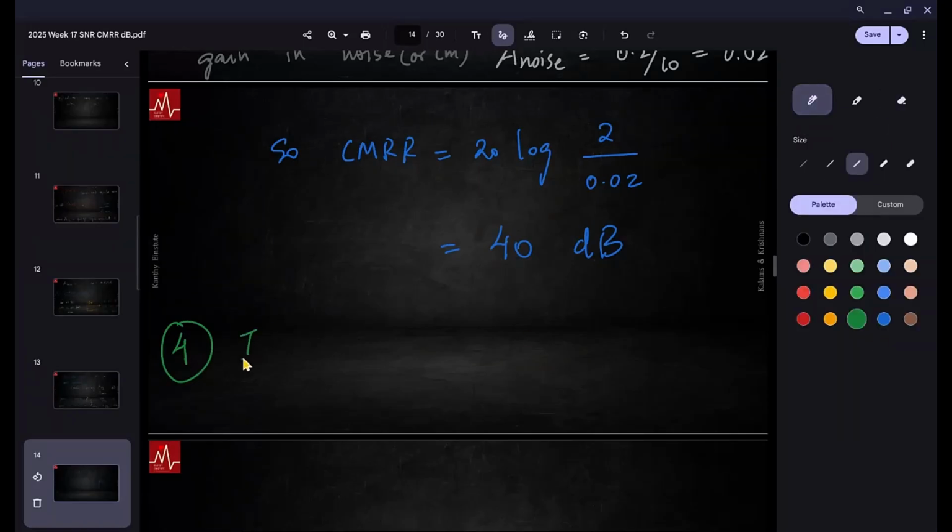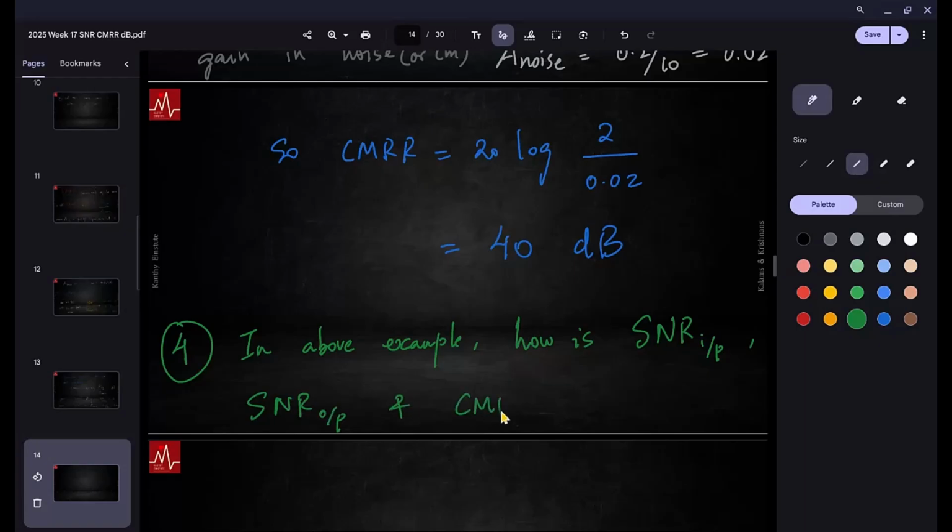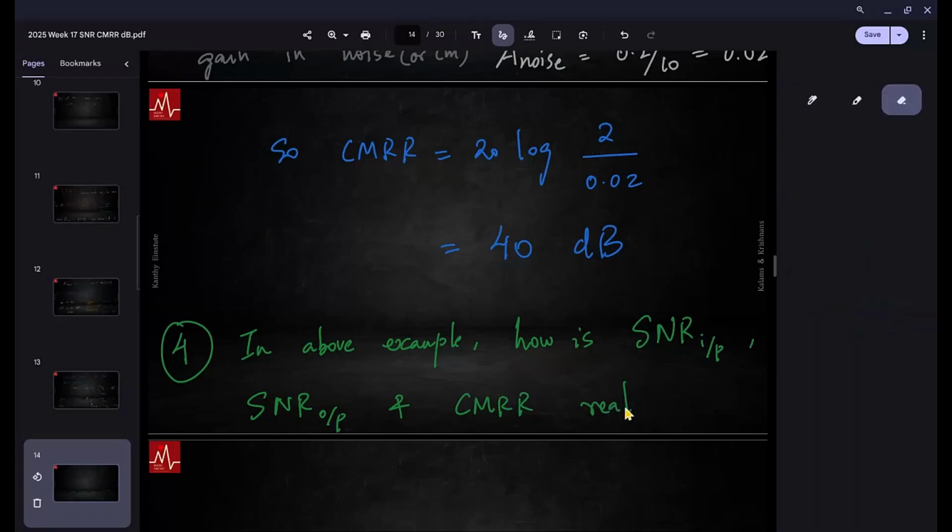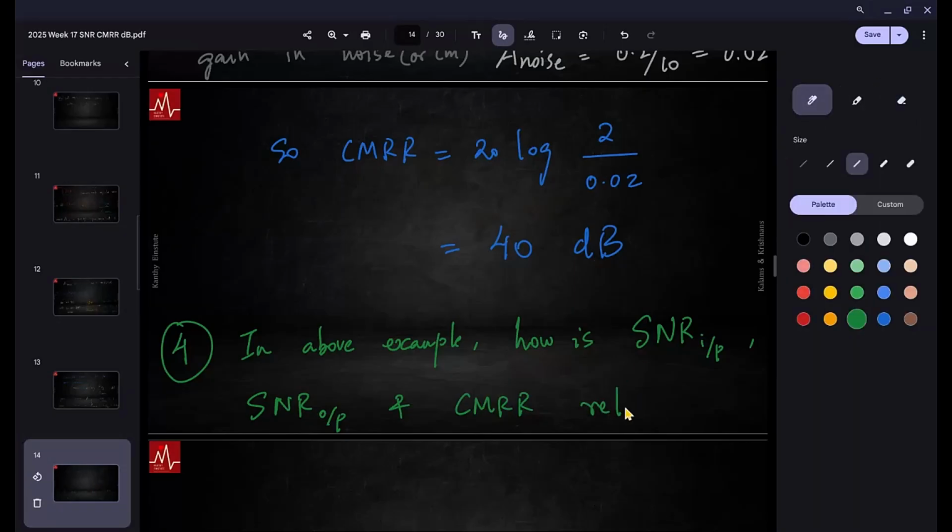Above example, it was SNR input, SNR output, CMRR related. Everything in decibels so that it is easy to work with later.